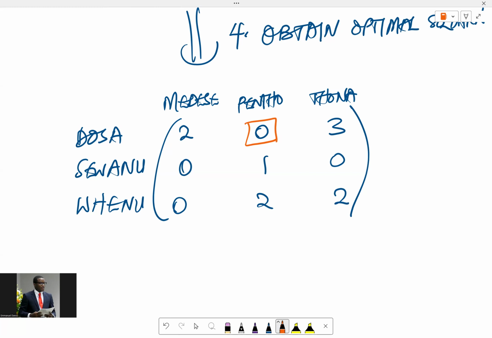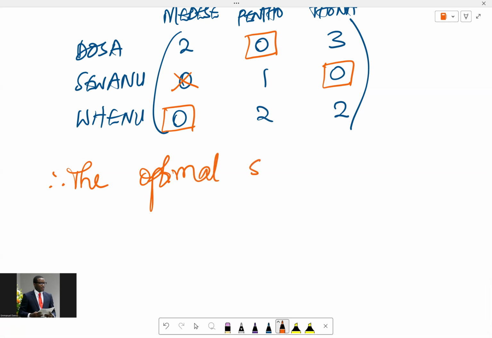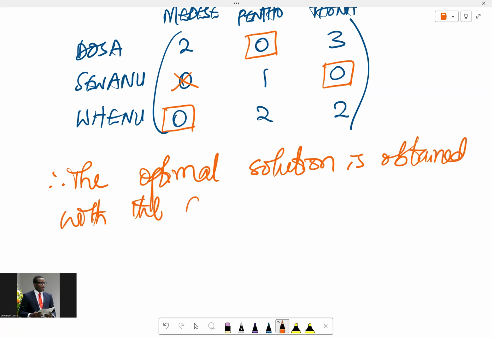Sewanu has the option of going for Medese and Dona, but the trouble is that Huenu only has the option of Medese. So automatically, Sewanu cannot get Medese anymore, so Sewanu has to go for Dona. So at the end of the day, we have our optimal matching. We have our optimal solution. So we can say, therefore, the optimal solution is obtained with the following matchmaking.